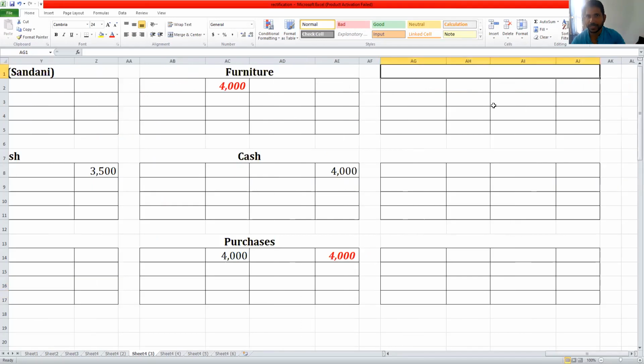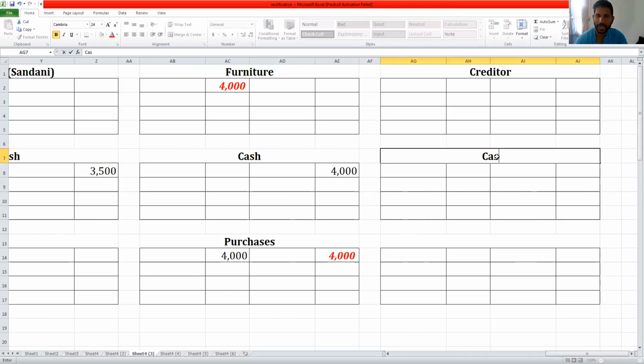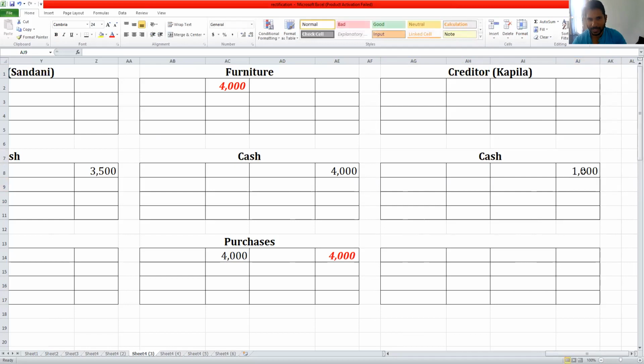When we have paid a creditor, we need two accounts: the creditor, Kapila, and cash. When you have made a payment to a creditor, what should we do? Kapila debit, cash credit. Now cash is correctly credited. What have we done in Kapila's account? Kapila's account is also credited. Now this is what we have done.